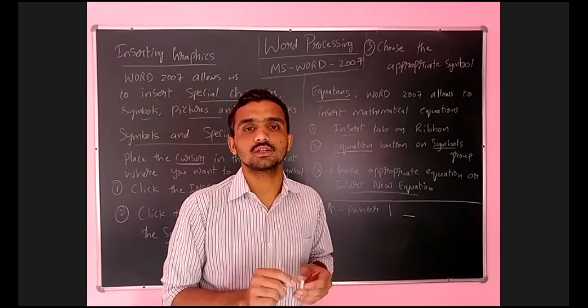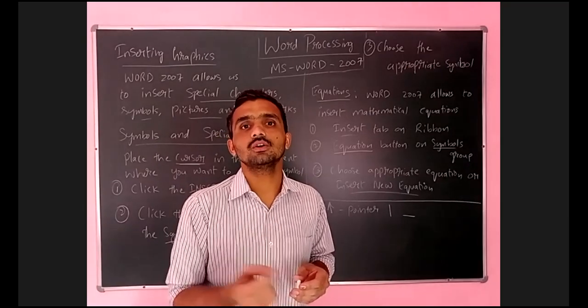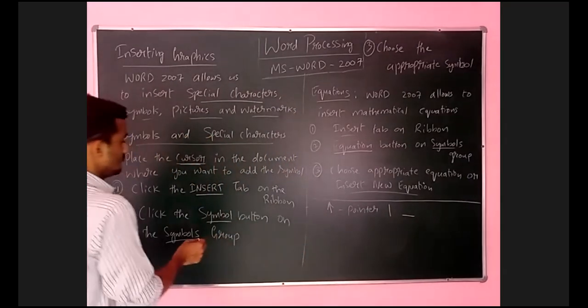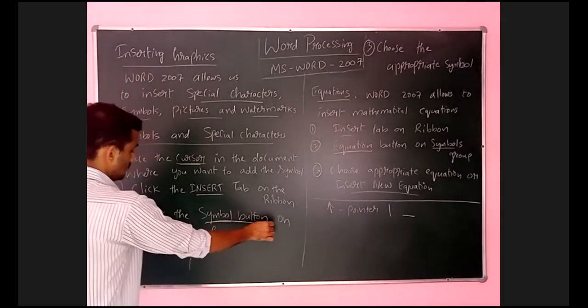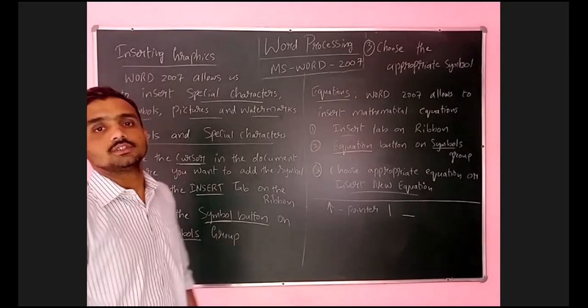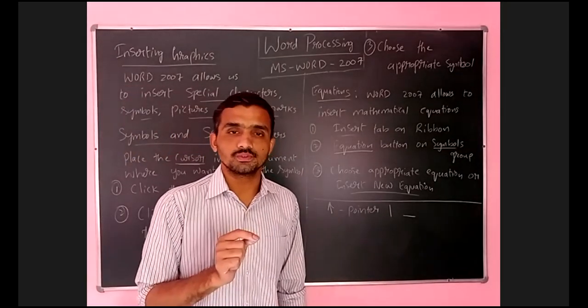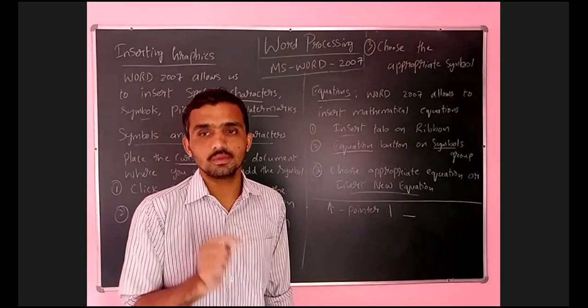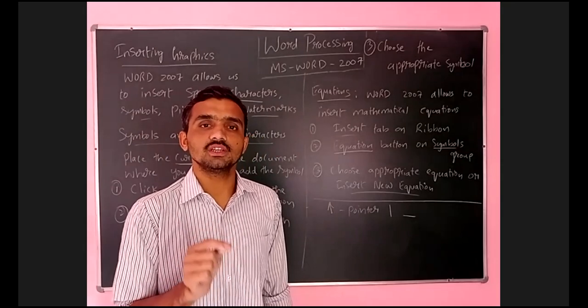So we have to go for insert tab. Meaning is one and the same, right? Add or to insert. So we have to go for insert tab. In the insert tab, click on the symbol button in the symbols group. See, in each tab you will be having some groups. In home tab we have clipboard group. In insert tab we have symbols group. Like that, we have groups in each tab.